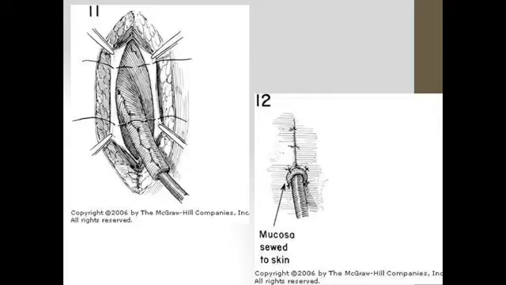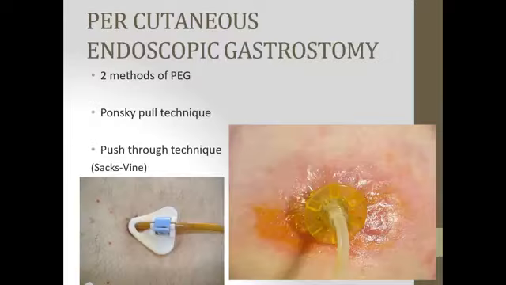The second technique is the gastrostomy tube, which is formed by the percutaneous endoscopic method, which is done under local anesthesia, and there is no need of GA. If the endoscopic facility is available, it is now preferable that the PEG should be performed.